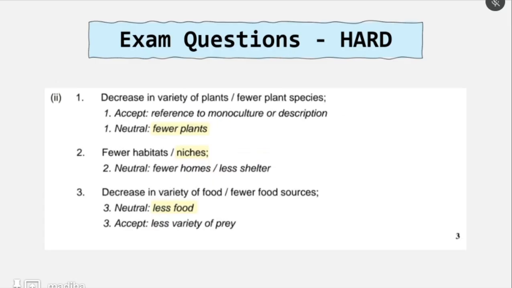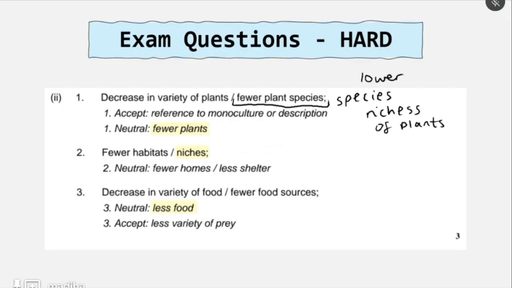And if we look at the mark scheme, they're really specific. They say decrease the variety of plants or fewer plant species. If you wrote species richness, so if you say there's a lower species richness of plants, it is similar. I don't know if a marker would be that strict and not give it, because it's the same thing as fewer plant species. But just to be safe, write fewer plant species.